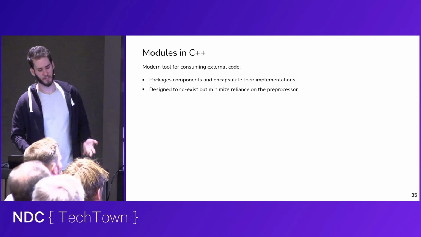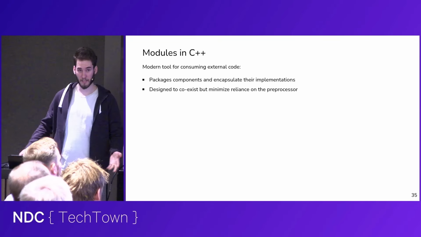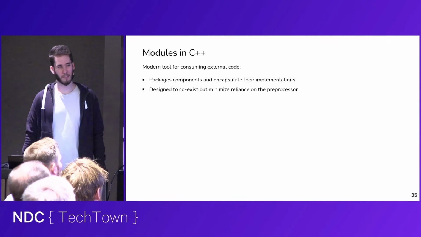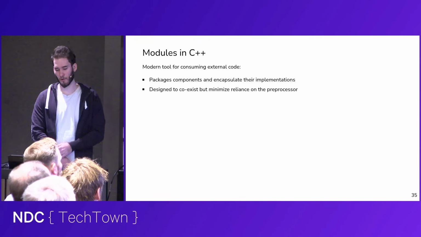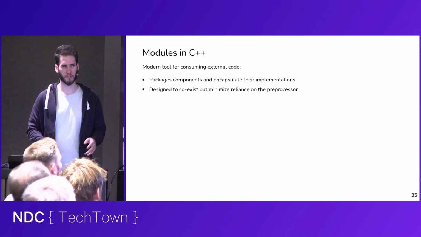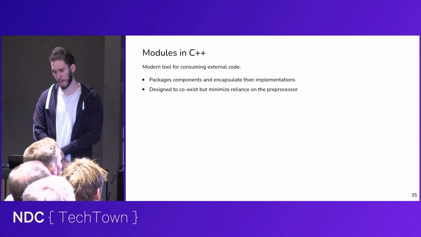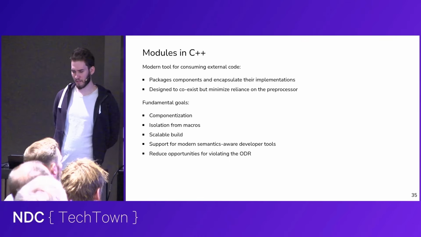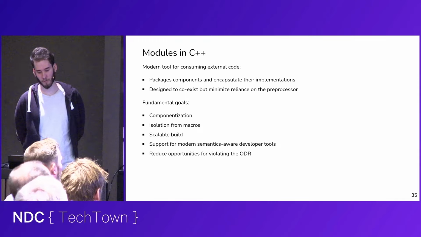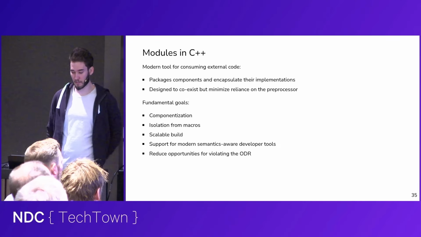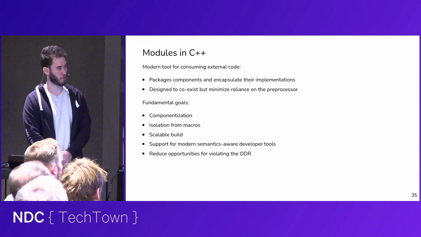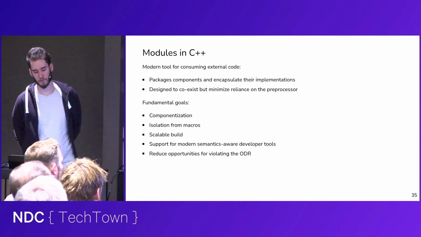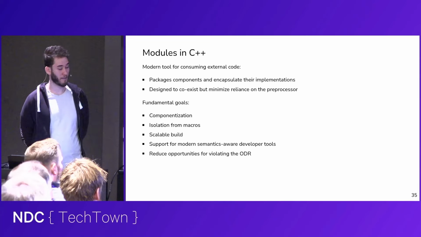So modules in C++ are just this modern tool for consuming external code from any one translation unit. They package components and encapsulate their implementations, and they're designed to coexist but also minimize reliance on the preprocessor, this copy and pasting mechanism that we had before. And they try to do that by having some fundamental goals, such as componentization, so that single components are logically grouped, some isolation from macros, so that you have a strict boundary that the macros will not be able to cross, scalable builds by avoiding redundant reparsing of the headers, and also support for modern and semantic-aware developer tools.